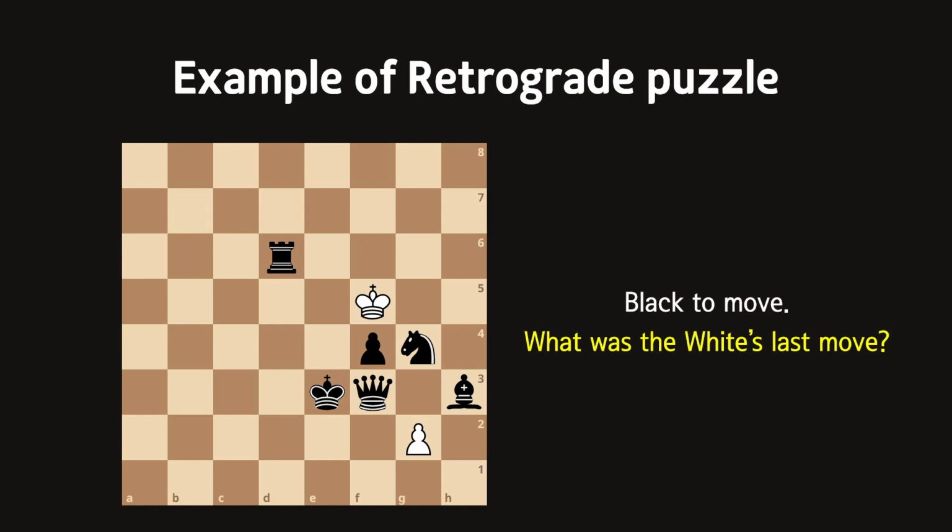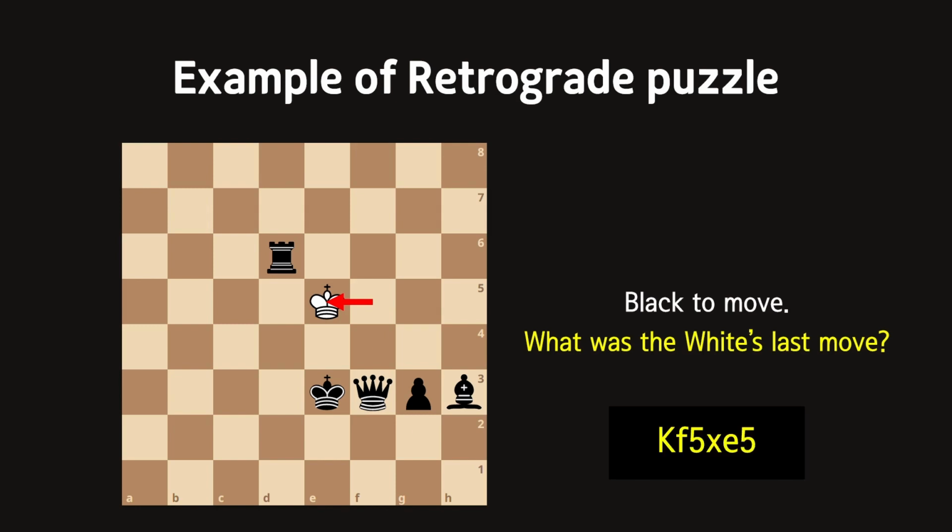So what actually happened in this puzzle is, starting from this position, black moves the knight to check, g4 to defend the king, en passant to double check, and then the king moves f5 to e5, taking the knight. So this is the answer, king f5 x e5.